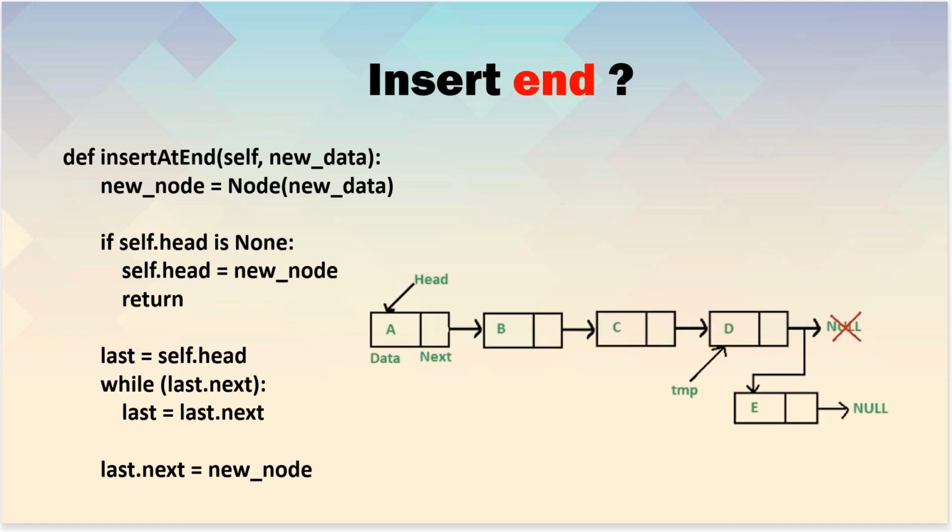Lastly, let's discuss the final topic of this video, that is insert at end. First, we define a method called insert at end, which takes two parameters, self and new data. Inside this method, we create a new node using the node class which we defined at the beginning of the video.